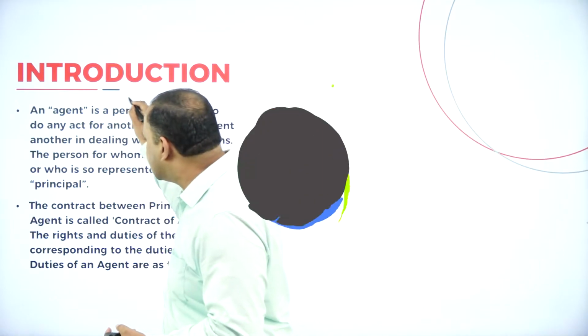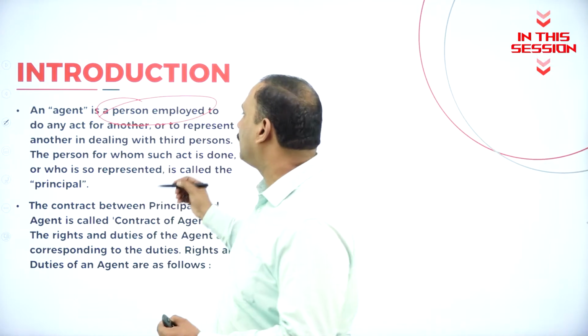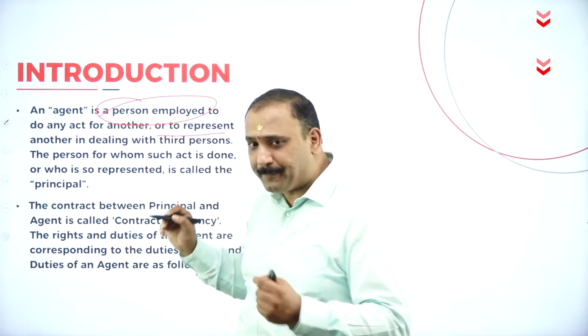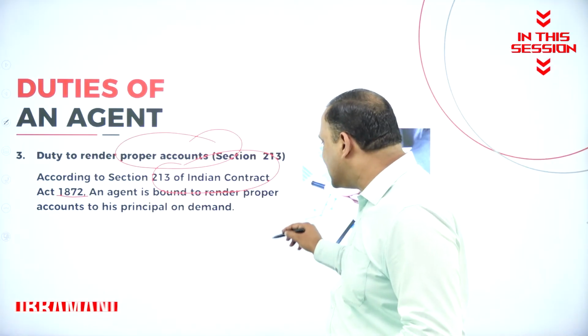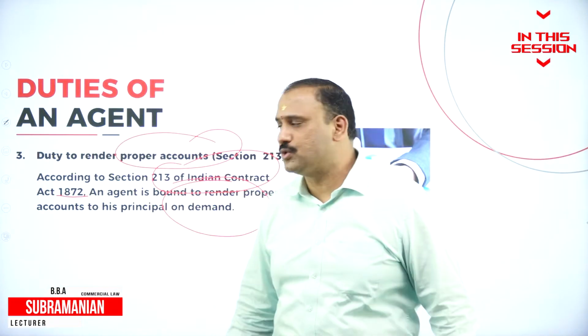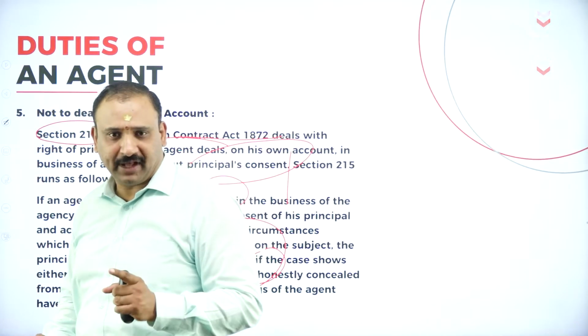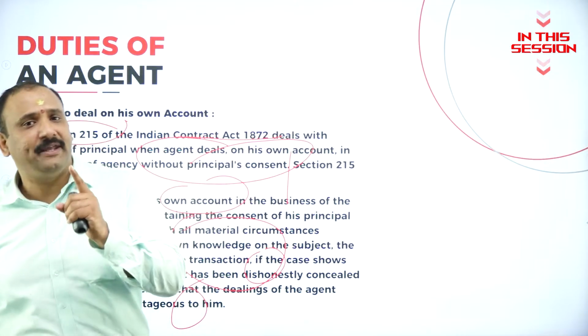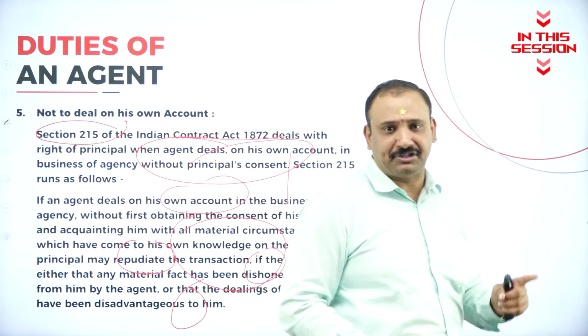An agent is a person employed to do any act for another or to represent in dealing with third persons. An agent is bound to render proper accounts to his principal on demand. At any given point of time, an agent will not be given any rights to deal with the account of the principal.